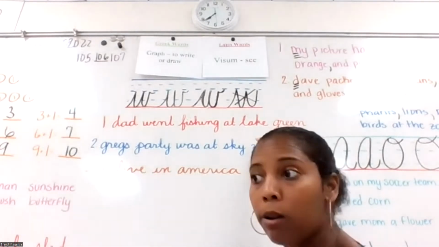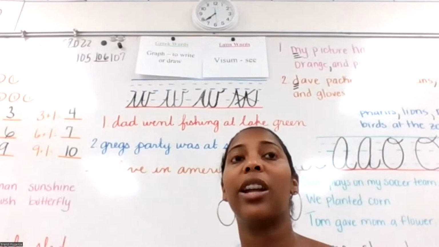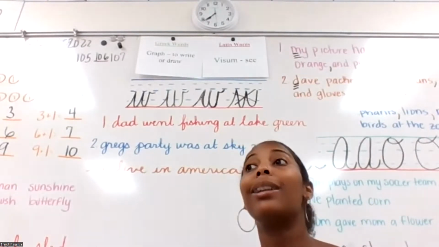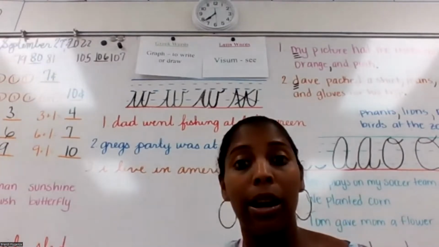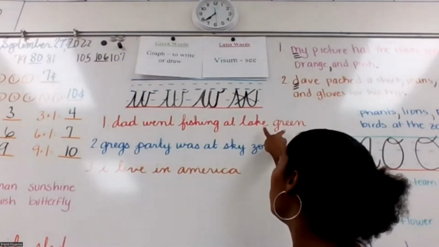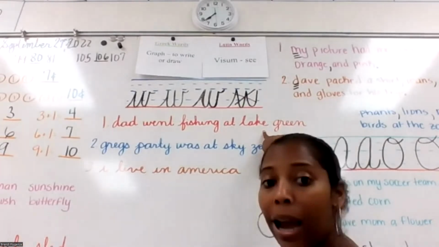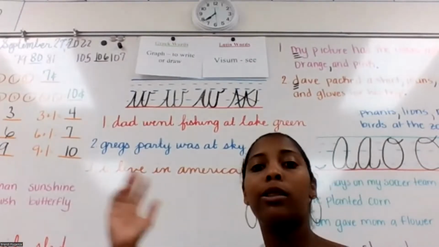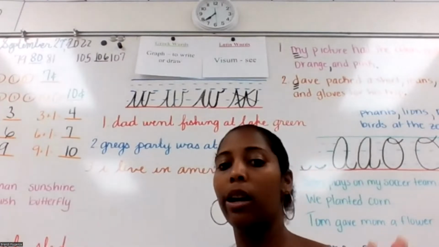That's a proper noun. If I would just say my dad went fishing at the lake, that's a common noun. We could be talking about any lake. But when I say Lake Green, I am naming the lake. Also, it's split into two, but you have to capitalize both. Lake Green. Okay, so try number one out.